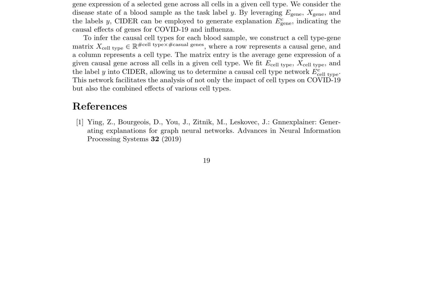By fitting the cell type network, E-cell type, the cell type gene matrix, X-cell type, and the label, Y, into CIDER, a causal cell type network, EC cell type, is determined, facilitating the analysis of the impact of cell types on COVID-19 and the combined effects of various cell types. This approach builds upon previous work on generating explanations for graph neural networks, as described in reference 1.